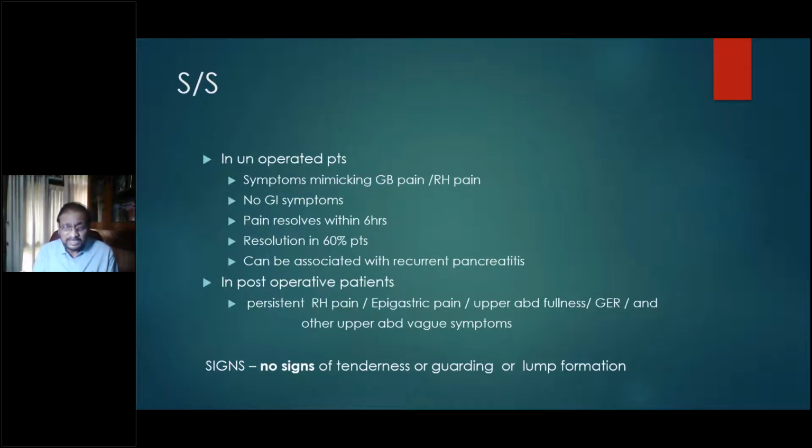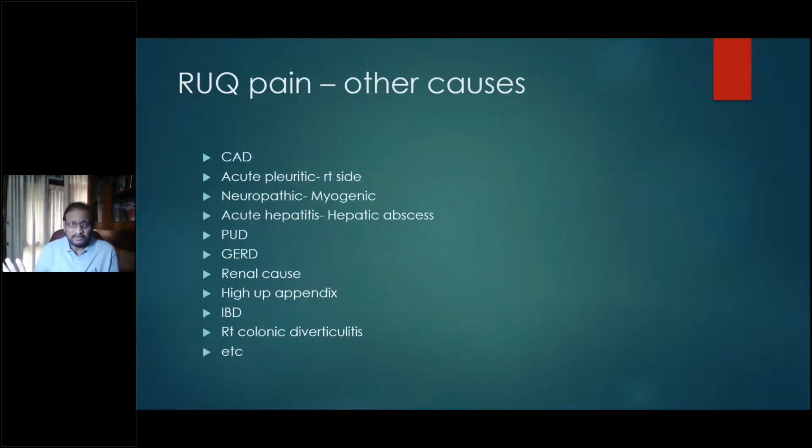And what is the most important sign of biliary dyskinesia? No sign of tenderness, no sign of guarding, no lump present. That is very, very important. The moment you have a lump in the abdomen, a gallbladder lump, be sure it's not dyskinesia. Or if you have guarding there, if you have tenderness there, this cannot be biliary dyskinesia. So no tenderness, no gallbladder lump, no guarding. That is very, very important.